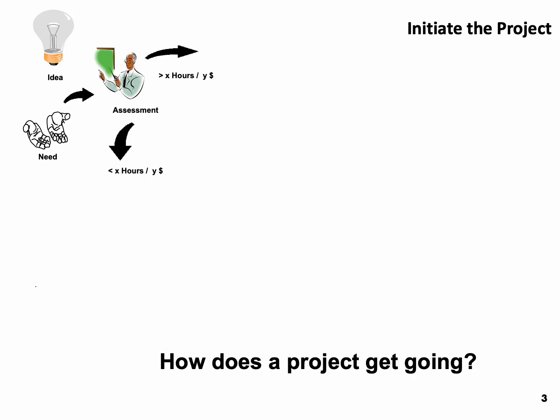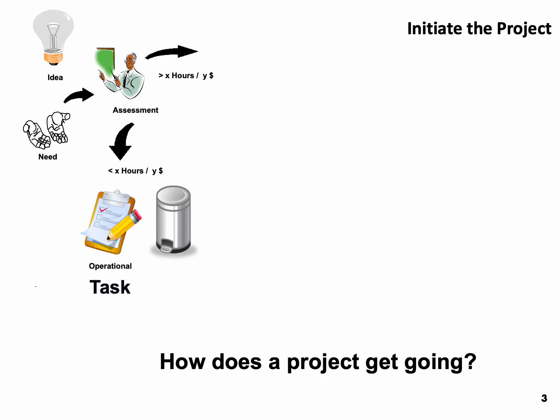There's sort of a process of how a project actually gets going. Sometimes it's formal, sometimes it's informal, but it follows this guideline that I'm going to present here. One is somebody has an idea or a need, and then there's a preliminary evaluation to see, is it a project or is it operations? If it's operations, then it becomes an operational task and either gets assigned for somebody to do or it goes into the garbage can and we forget all about it.